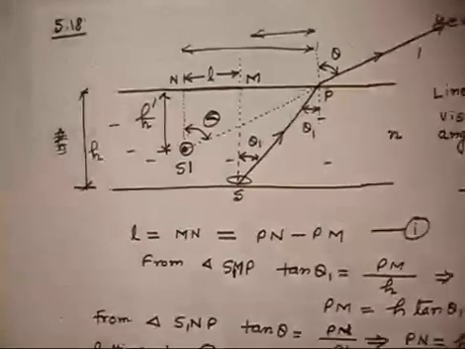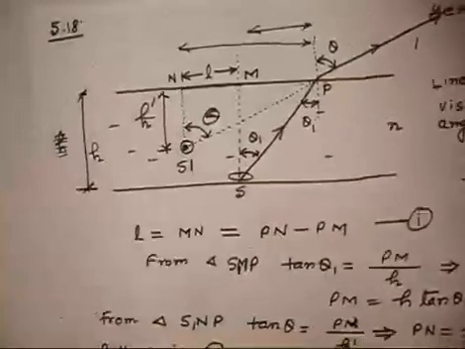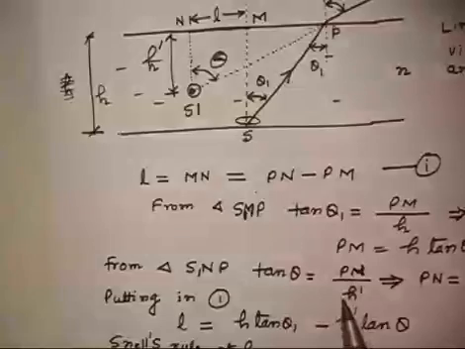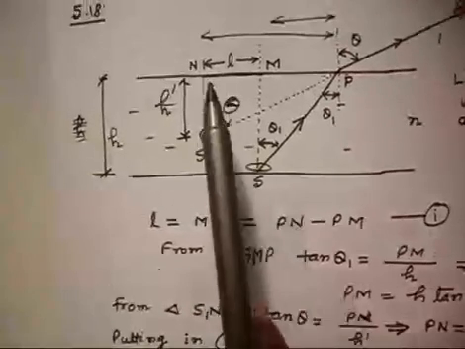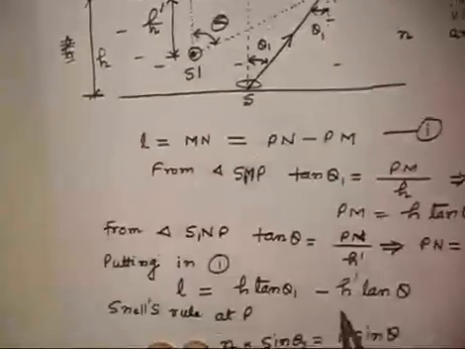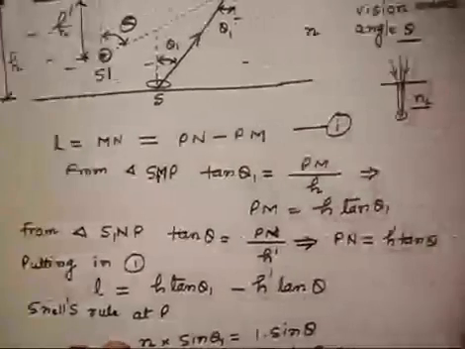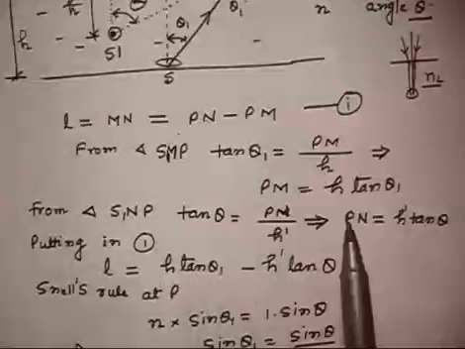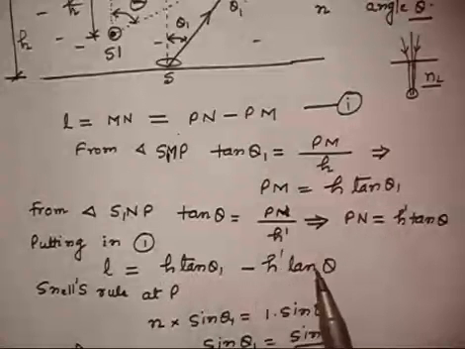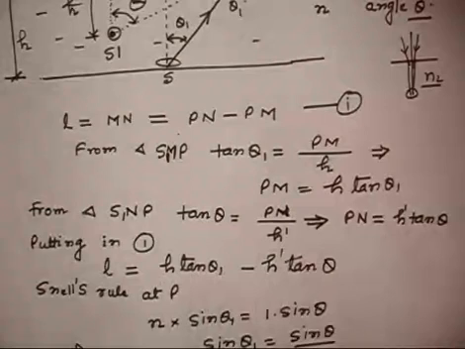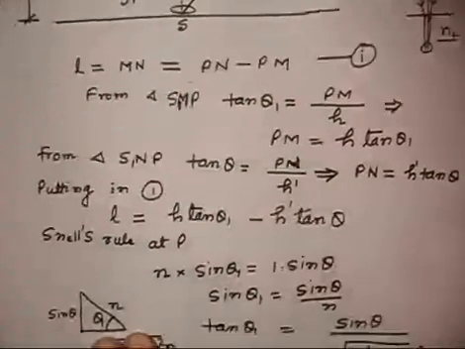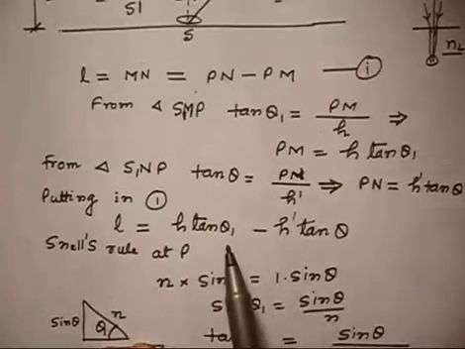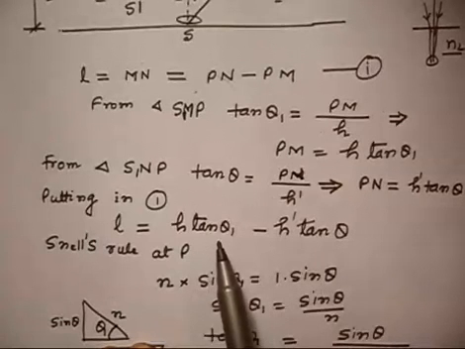Now if I see triangle S1NP, I can write tan theta is equal to PN by h dash. So PN is this and h dash is this. So PN is h dash tan theta. So I can place this value: L is equal to h tan theta 1, from here, minus h dash tan theta. So this is the lateral shift.